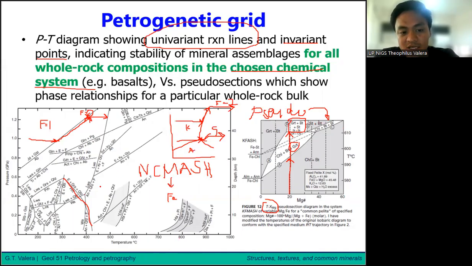It is called a pseudo-section because, as you can see, the curves follow only straight lines with temperature. It doesn't bend like real petrogenetic grids. Anyway, the important point is that this pseudo-section is a variation of the petrogenetic grid which only shows the reactions applicable to your particular bulk composition. So if you're, for example, looking at bulk X, it shows you all the reactions that will happen in bulk X. Okay?